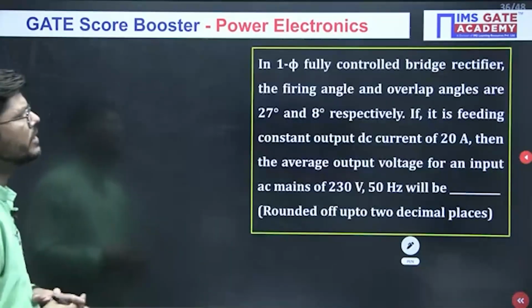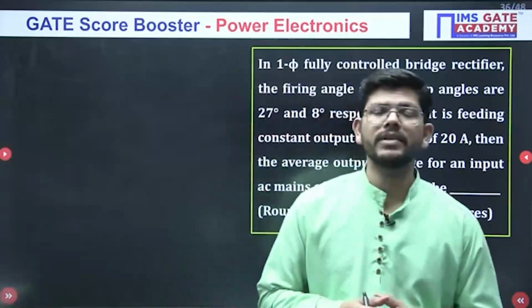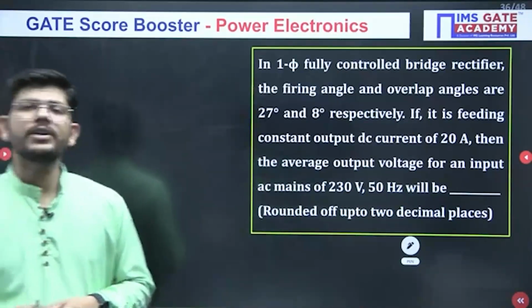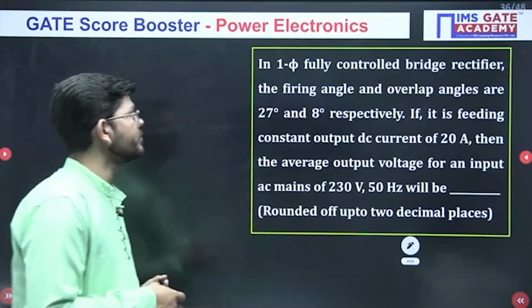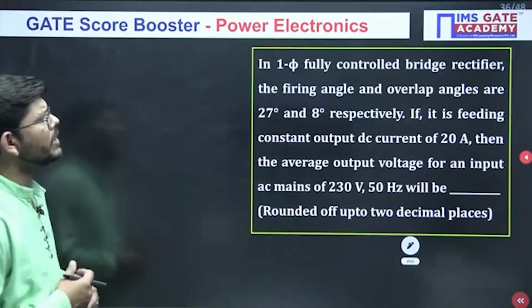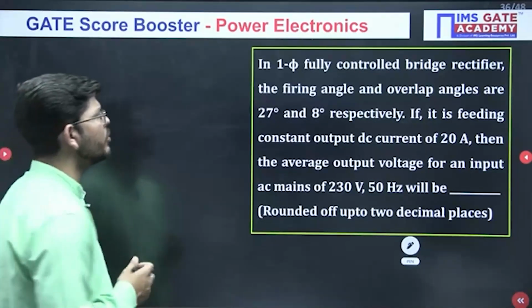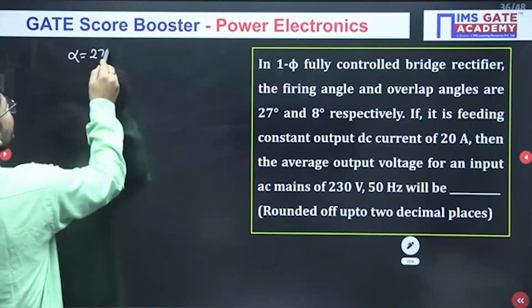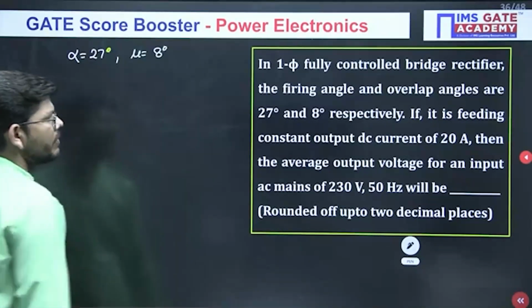Now moving towards this question. So we are done with single phase converter, three phase converter. Now it is a turn to do some problems related to the effect of source inductance, another very important topic. So in a single phase fully controlled bridge rectifier, the firing angle and the overlap angle are 27 and 8 degrees respectively.